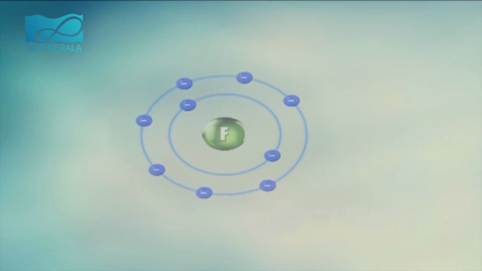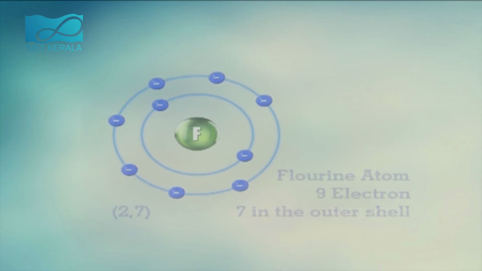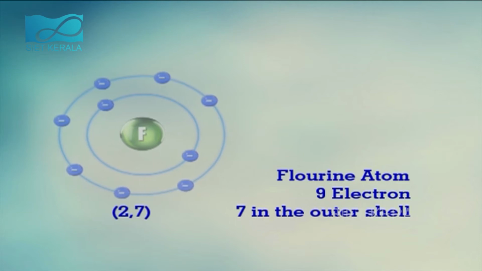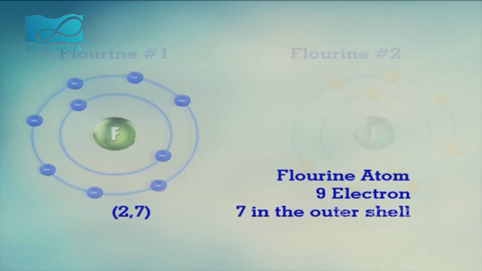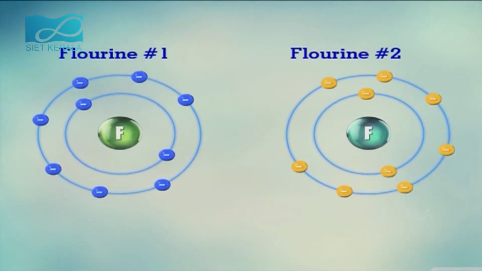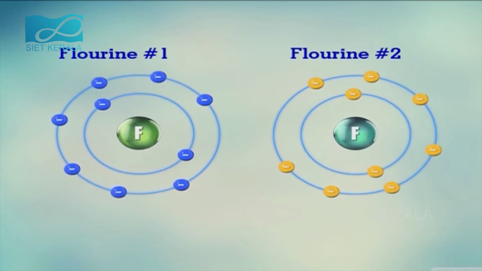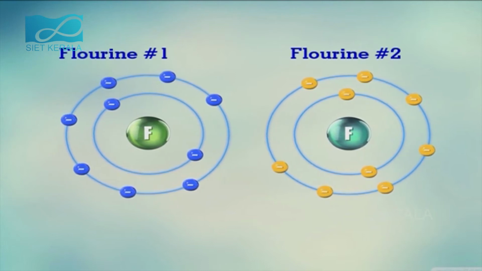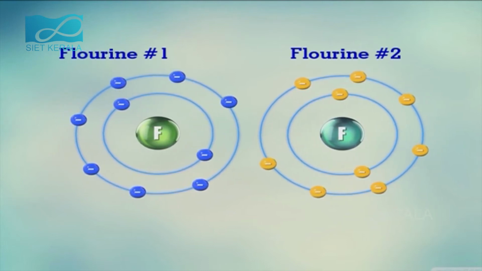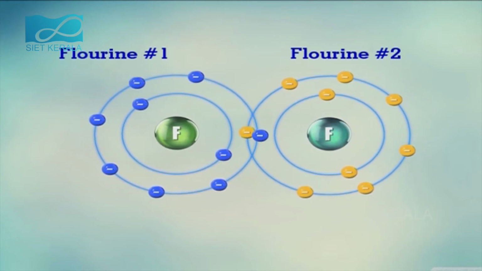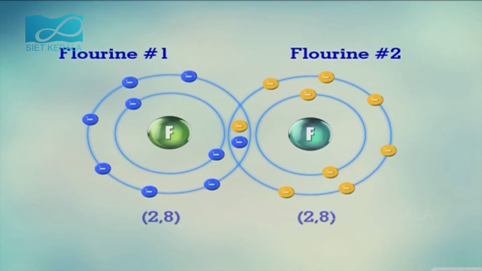Let us take an example of the fluorine molecule. A fluorine atom has 9 electrons and 7 in the outer shell, which is not stable. If another fluorine atom comes near to the first atom, see what happens. 1 electron is required for both atoms to fulfill the octet, that is, to become stable. Here what happens is, a pair of electrons is shared between these 2 fluorine atoms, and they bond together. This is called covalent bonding.